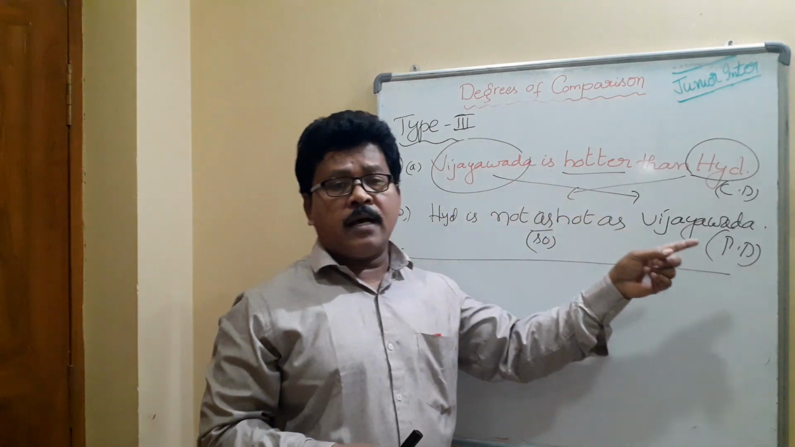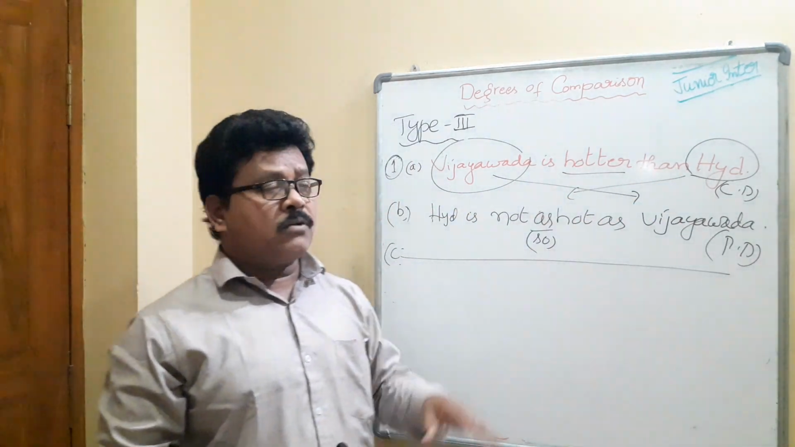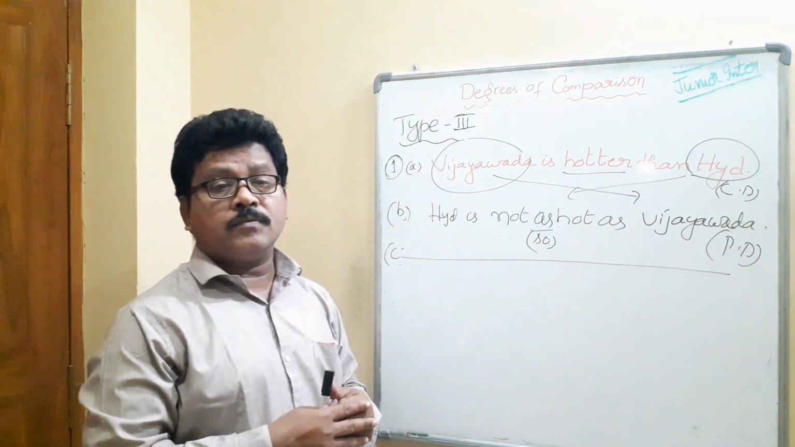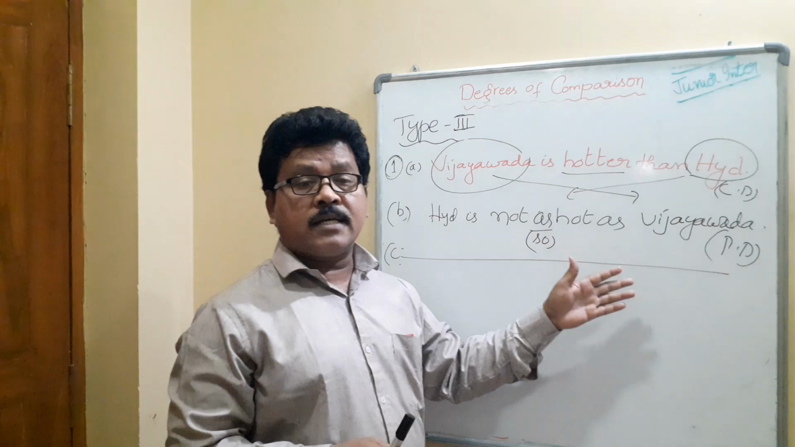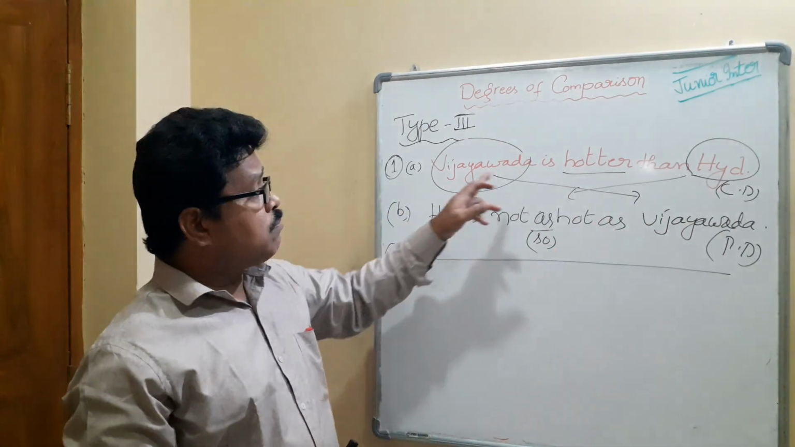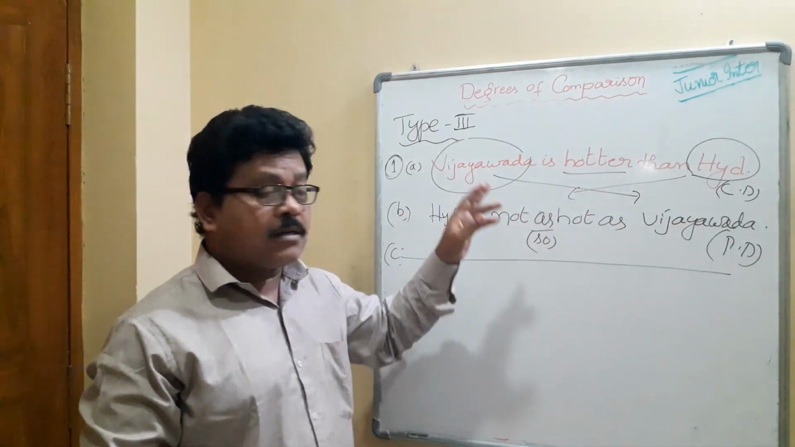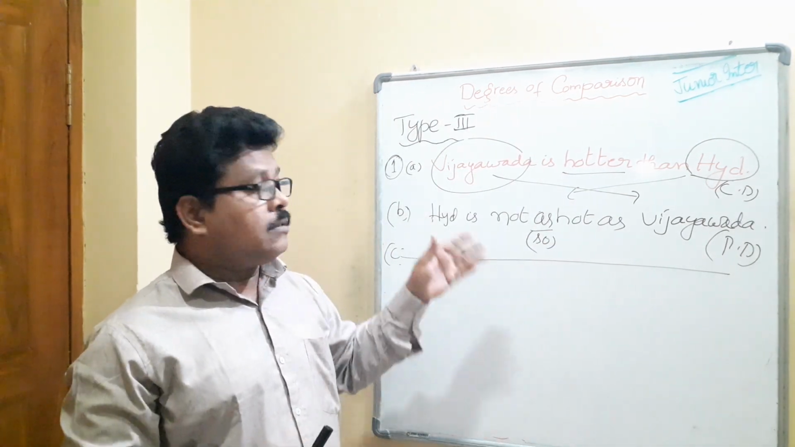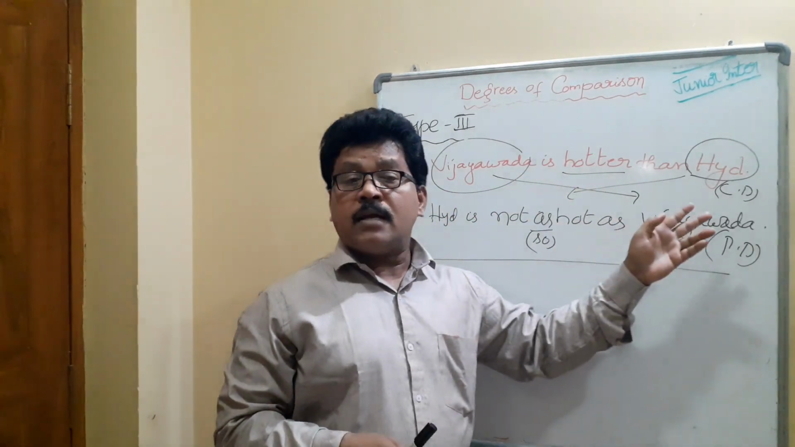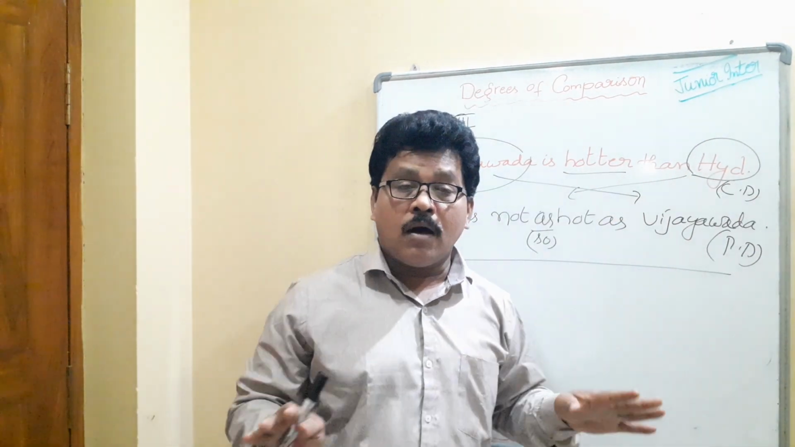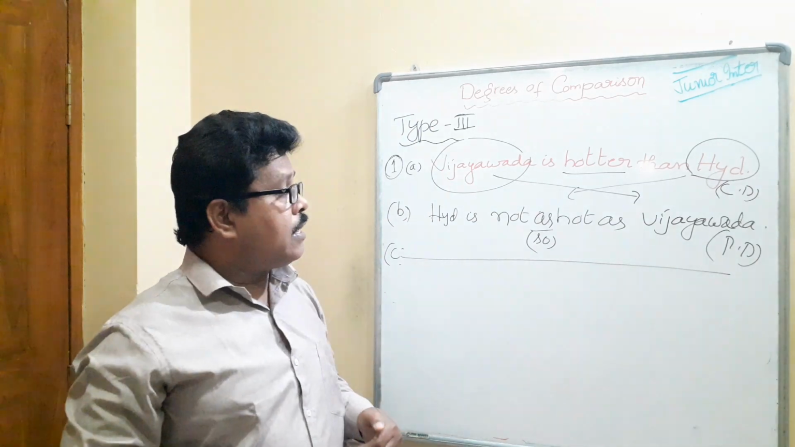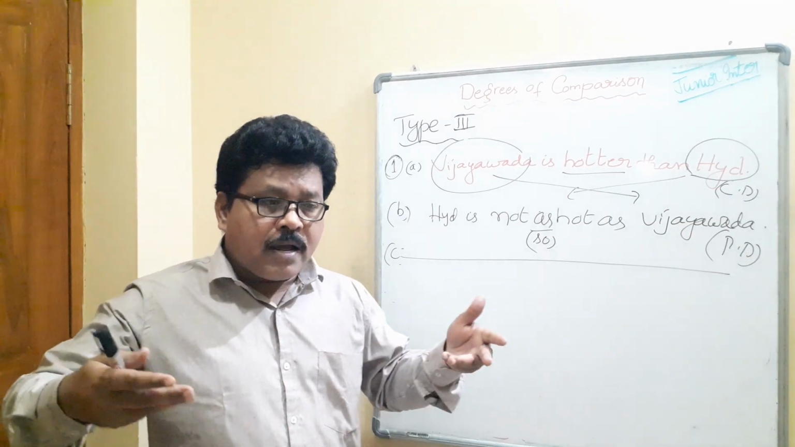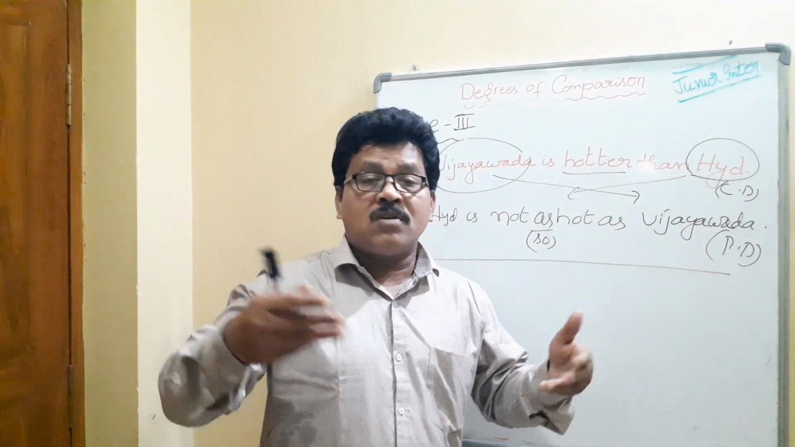Shakespeare is greater than William Wordsworth. William Wordsworth is not as great as William Shakespeare. Pen is mightier than sword. Sword is not as mighty as pen. The USA is more developed than the UK. The UK is not as developed as the USA. I am not as clever as you. I am not as rich as you. I am not as smart as you, like that.